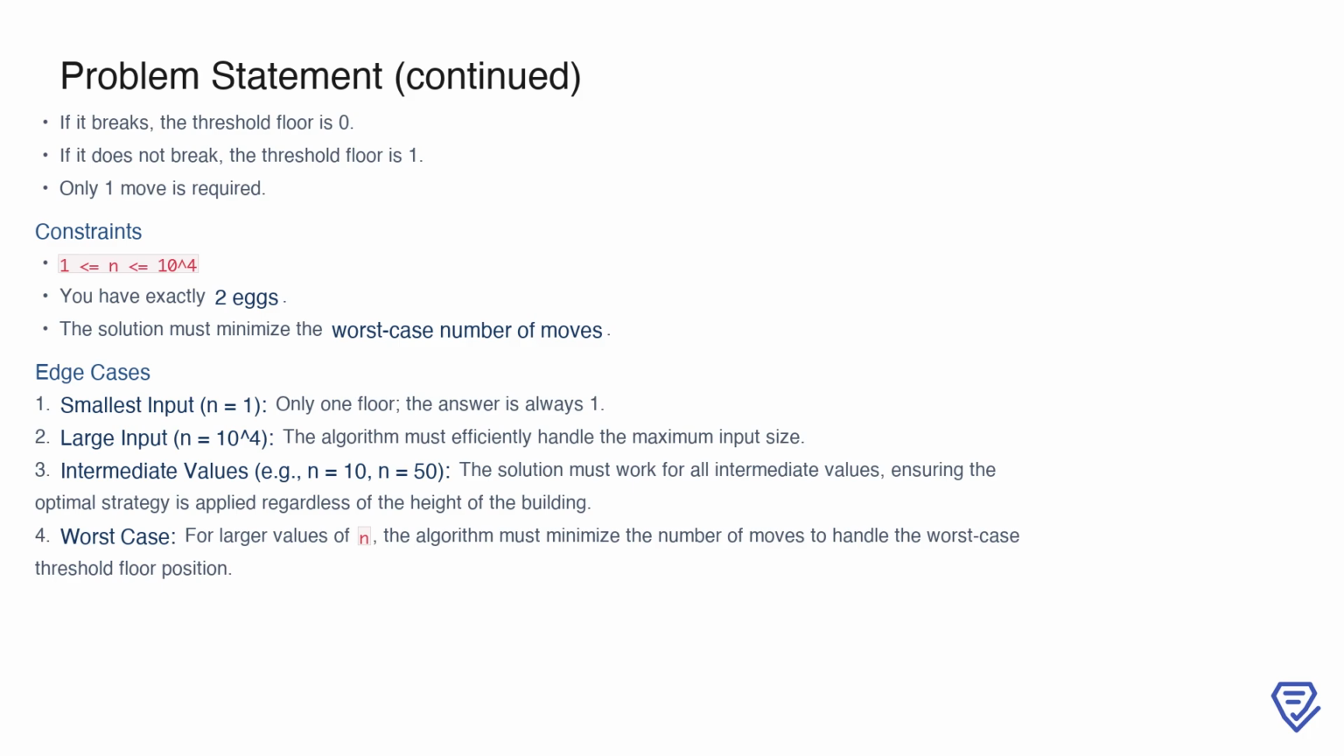Additionally, there are constraints to keep in mind. The number of floors, n, ranges from 1 to 10,000, and you have exactly 2 eggs. The goal remains to minimize the worst-case number of moves, even for large inputs like n equals 10,000. The algorithm must also handle edge cases efficiently, such as the smallest input of n equals 1, intermediate values like n equals 10 or 50, and the worst-case scenarios involving the maximum input size.